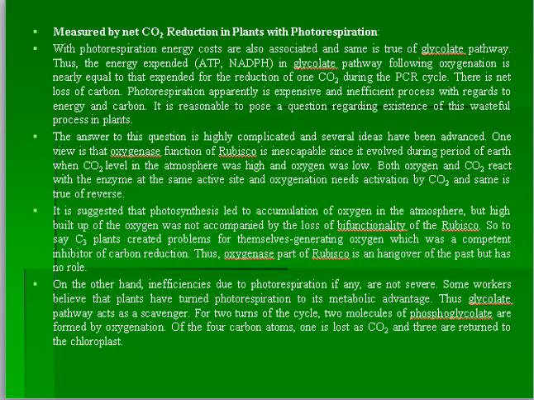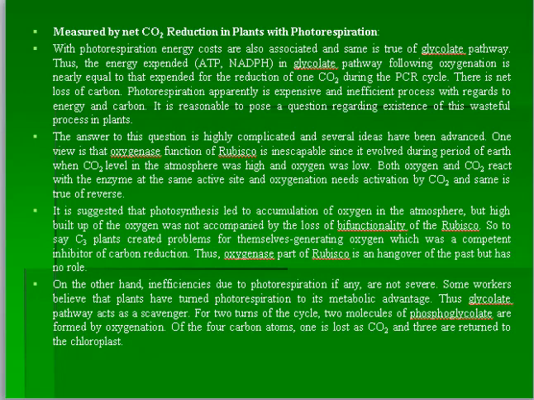In the aerobic phase of respiration, during the oxidation of pyruvic acid, 2 molecules of NADH are formed. With photorespiration, energy costs are also associated, and the same is true of the glycolytic pathway. The answer to this question is hardly simple, and several ideas have been advanced. One view is the oxygenase function. It is suggested that photosynthesis led to accumulation of oxygen in the atmosphere, but the high build-up of oxygen was not accompanied by the loss of the key functionality of rubisco. On the other hand, the effects due to photorespiration, if any, are not severe. Some workers believe that plants have turned photorespiration to their metabolic advantage. Thus, the glycolate pathway acts as a scavenger.